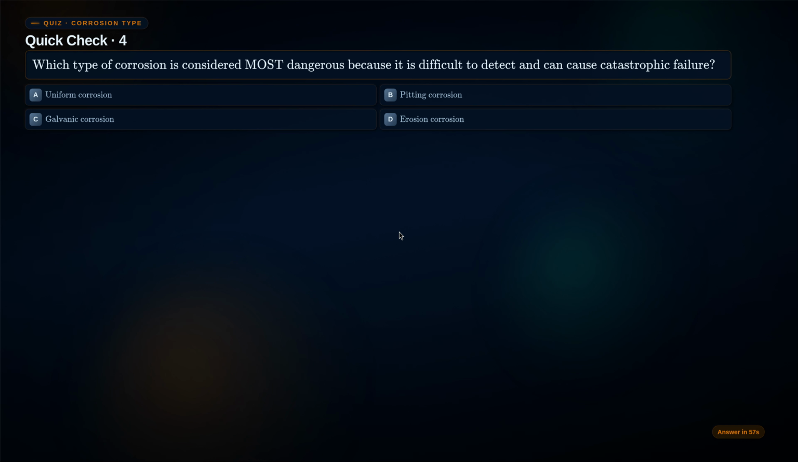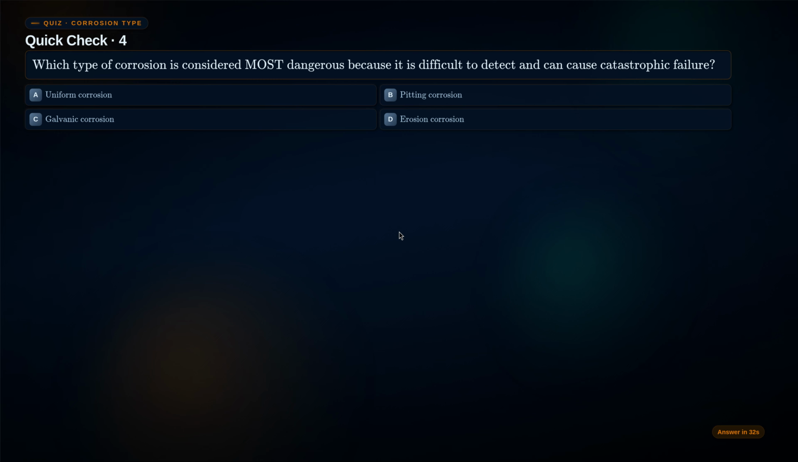Quiz question 4. Which type of corrosion is considered most dangerous because it is difficult to detect and can cause catastrophic failure? Option A, uniform corrosion. Option B, pitting corrosion. Option C, galvanic corrosion. Option D, erosion corrosion. The correct answer is option B, pitting corrosion.